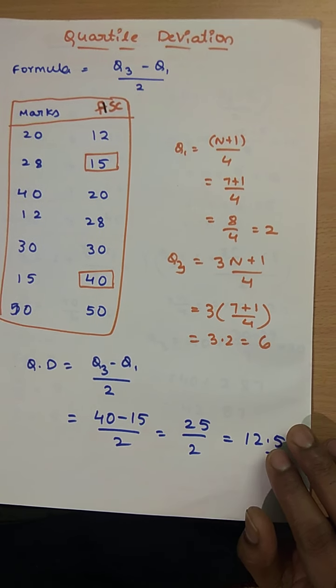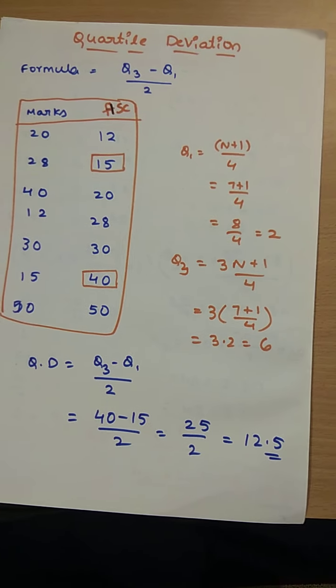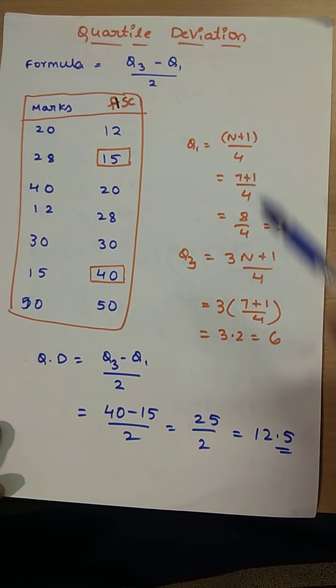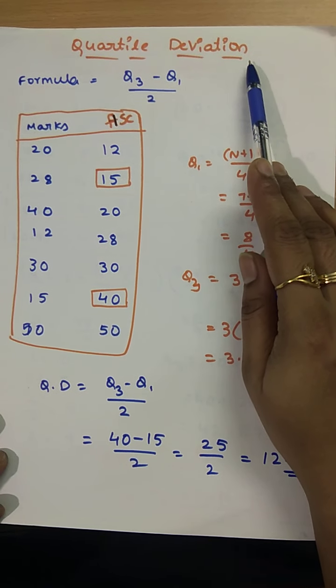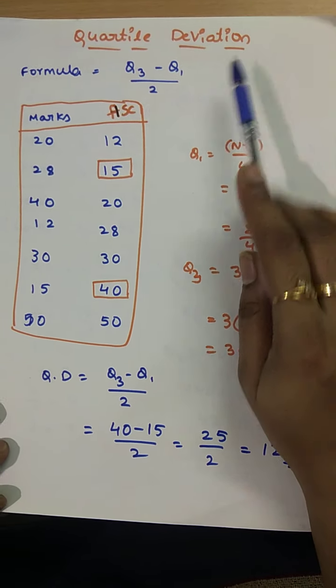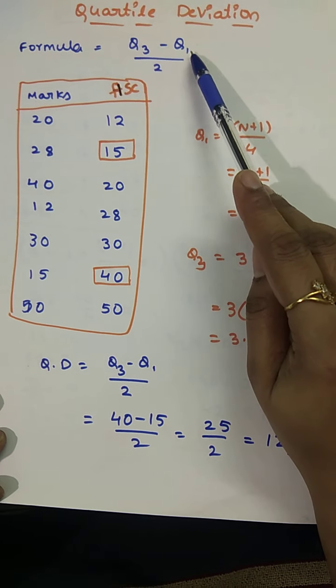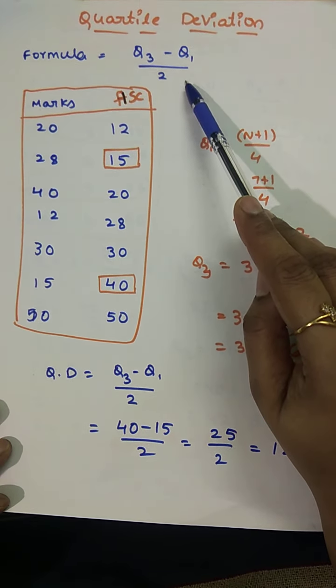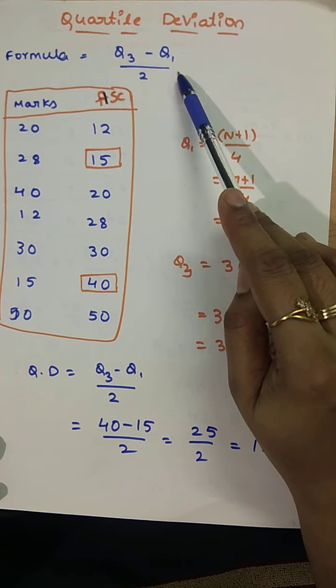In my previous class I explained about range. In this class I am going to explain about quartile deviation. Quartile deviation is a measure to find the dispersion. The formula for quartile deviation is Q3 minus Q1 divided by 2. I am repeating the formula: Q3 minus Q1 divided by 2.